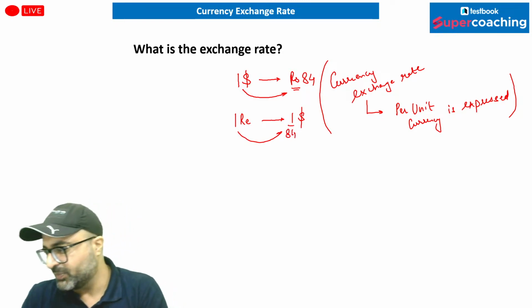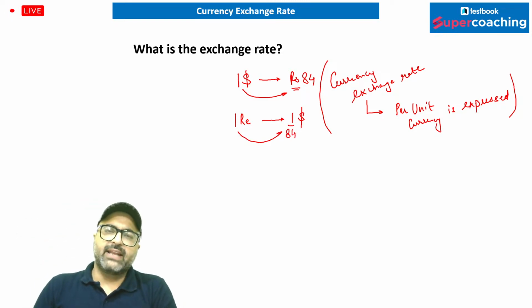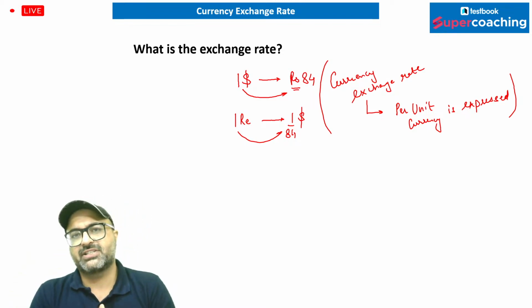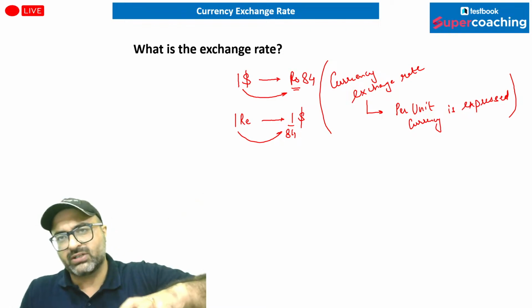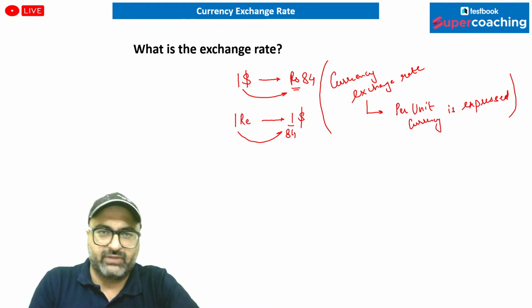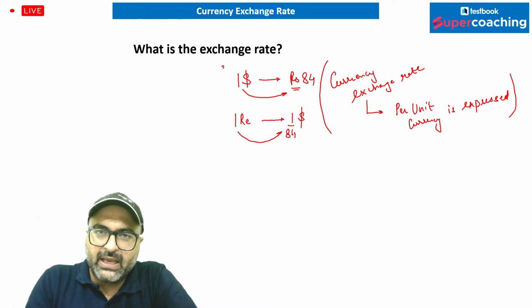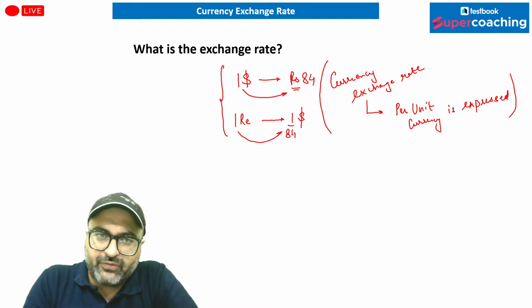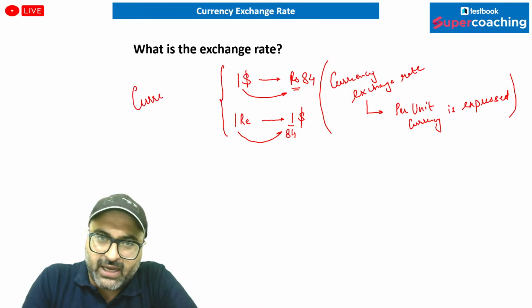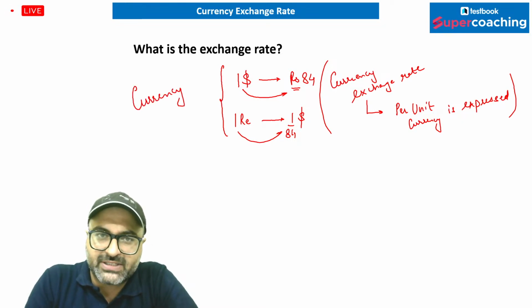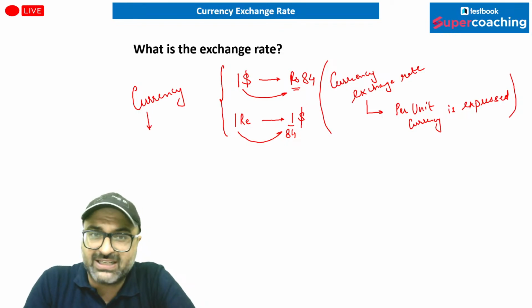Now, the next point is, sir, why is this exchange rate important? Why do we need to understand exchange rate, or what is its importance at the global economic level? We know very well what currency is. I'm pretty sure that if you have attended my previous sessions, you know very well what currency is. Currency is basically fiat money.